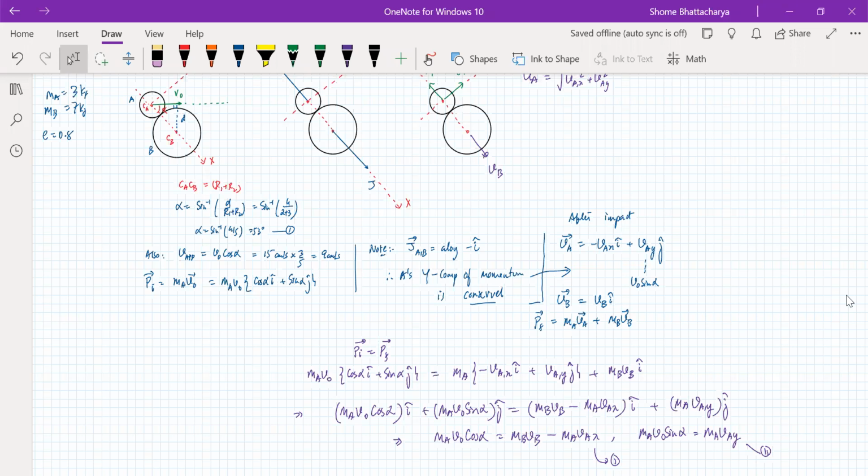So, how much are we getting? VB is 7 centimeters per second. And VAX is 2.34. Have you taken the coefficient of restitution as 0.8? Yes, sir. Okay. So the direction of VAX that I have considered is correct? Yes, sir. Okay.